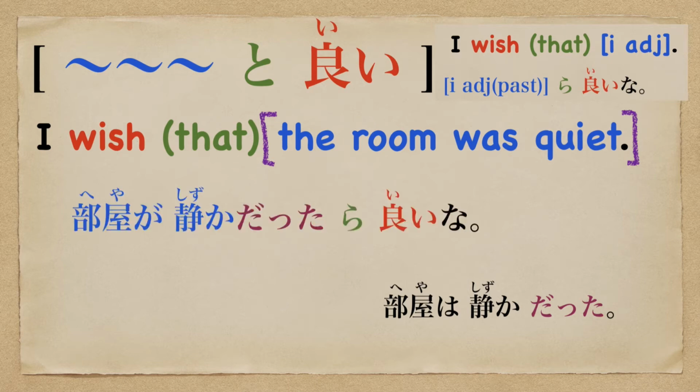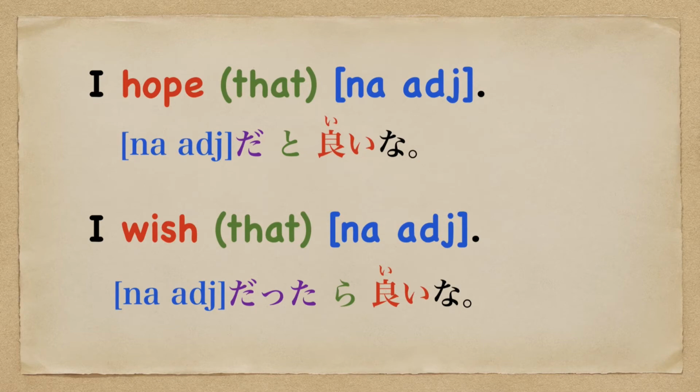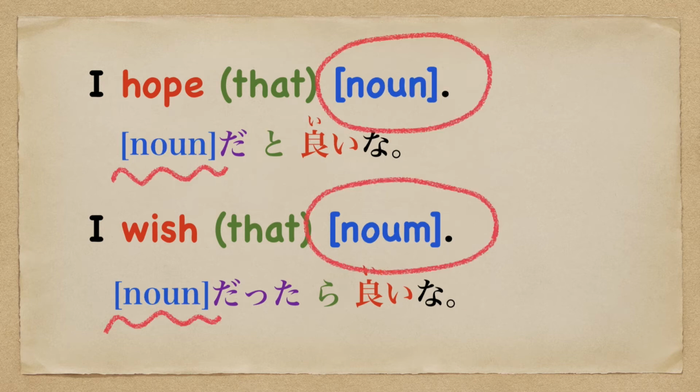I wish the room was quiet. 部屋が静かだったらいいな。Then don't forget to change from と to ら。I wish na adjective. Na changes だったらいいな。If you know those rules, you already know the rules of noun because they're the same.